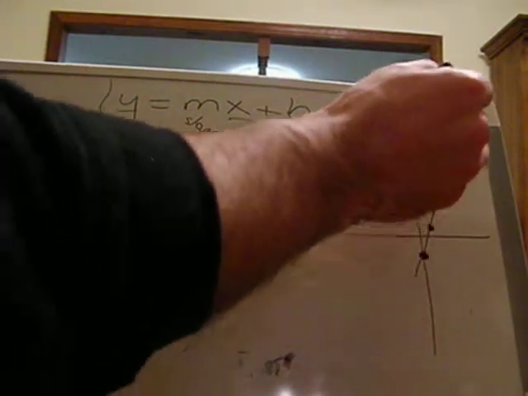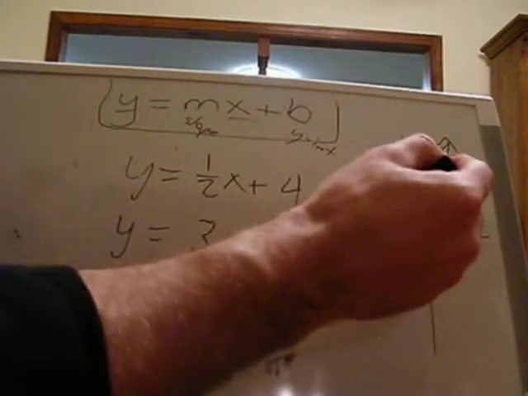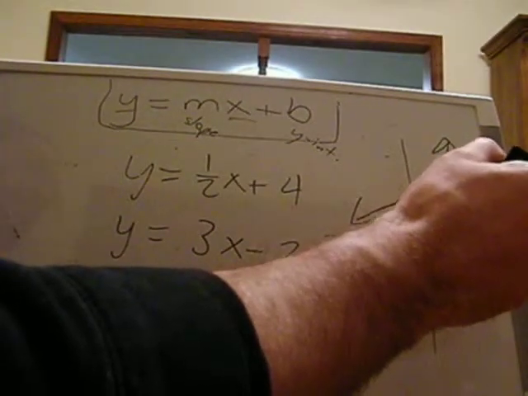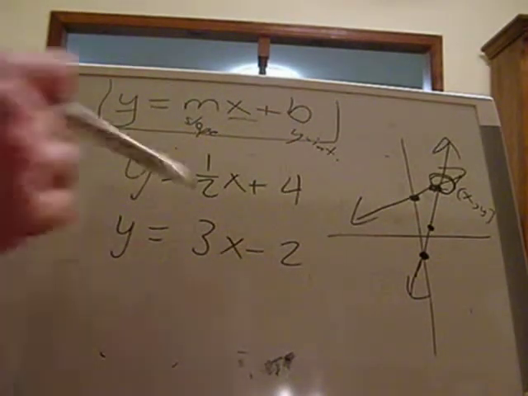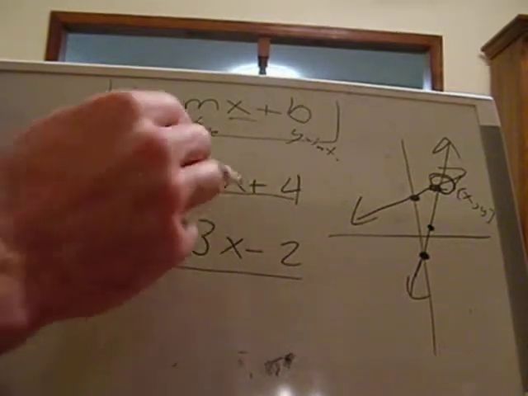So, these two lines cross about right here. That's the point we're looking for. We want to know the x and y value of that point, or in other words, the solution to this system of equations. So it's going to be an x value and a y value that are true for both equations. And there's only going to be one x and y value that's true for both.